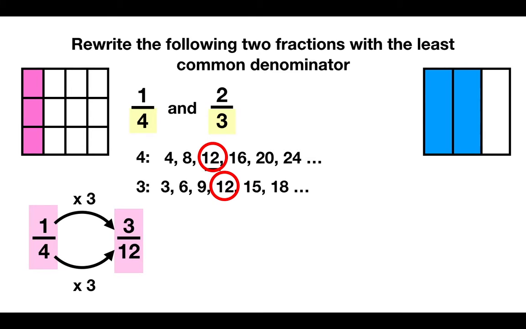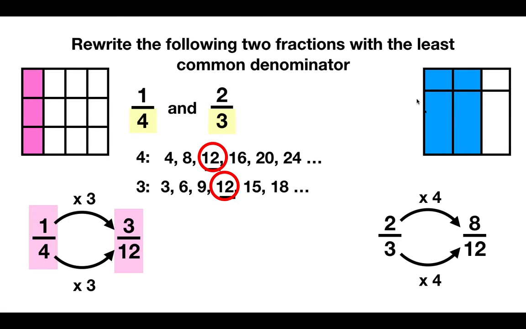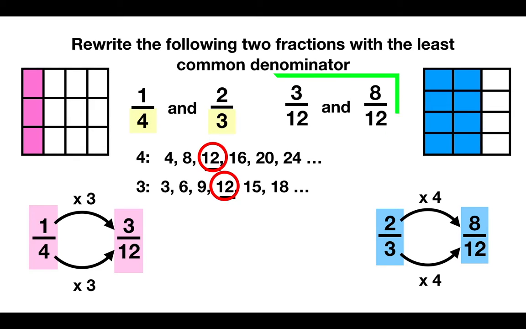Now we do the same thing with our other fraction, 2/3. We rewrite it with a denominator of 12. To turn 3 into 12, you multiply by 1, 2, 3, 4. Then we do the same thing on top. 2 times 4 equals 8. Visually, you can see 2/3 is the same as 1, 2, 3, 4, 5, 6, 7, 8 out of 12. 2/3 equals 8/12. So we can rewrite 1/4 and 2/3 as 3/12 and 8/12.